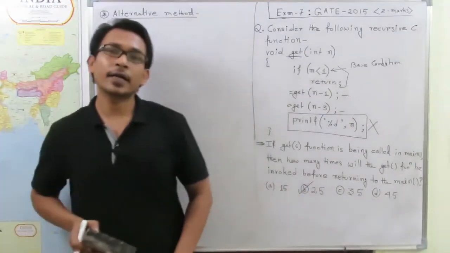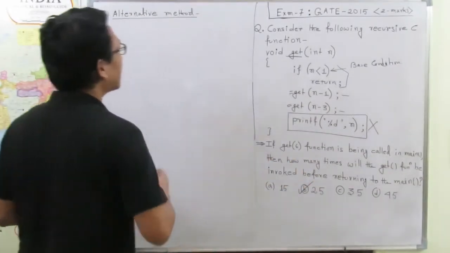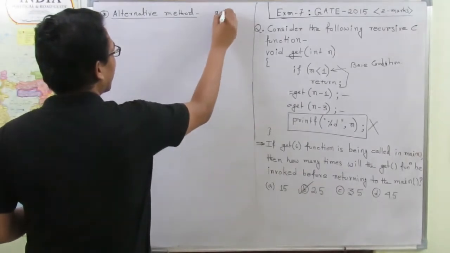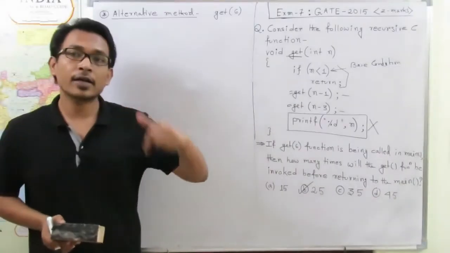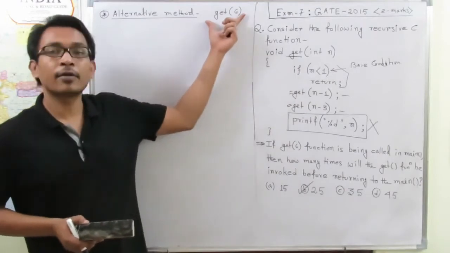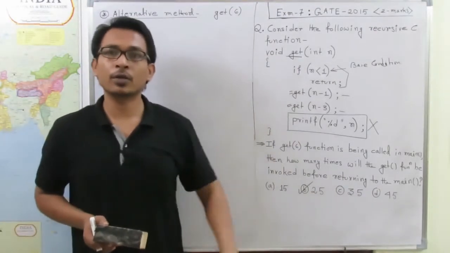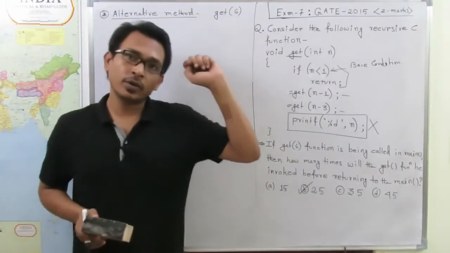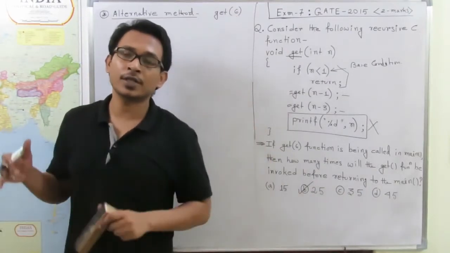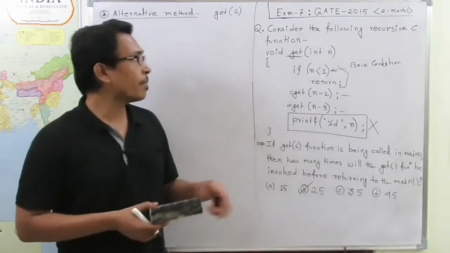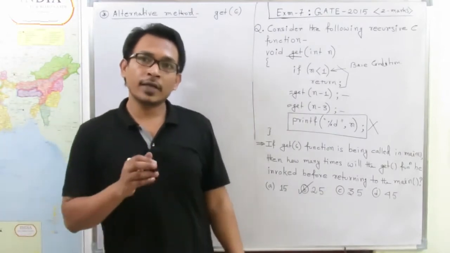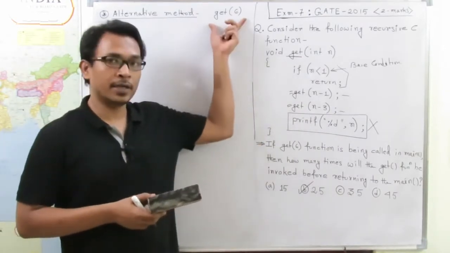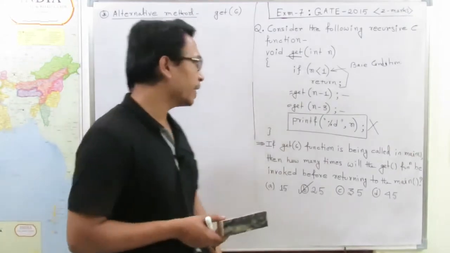Now in the alternative method, look, the get 6 function is called with parameter 6, and this one is a recursive function. Clear? So here in the alternative case we will not start working with the parameter 6. We will start working with the lowest possible parameter that we can pass to the function. After that we can slowly reach the target parameter. Clear?